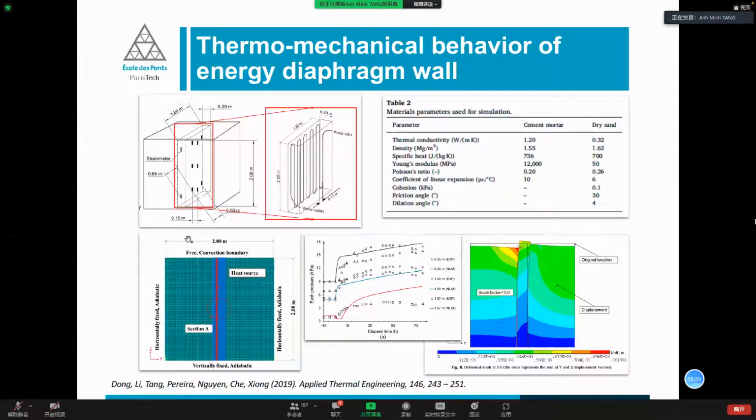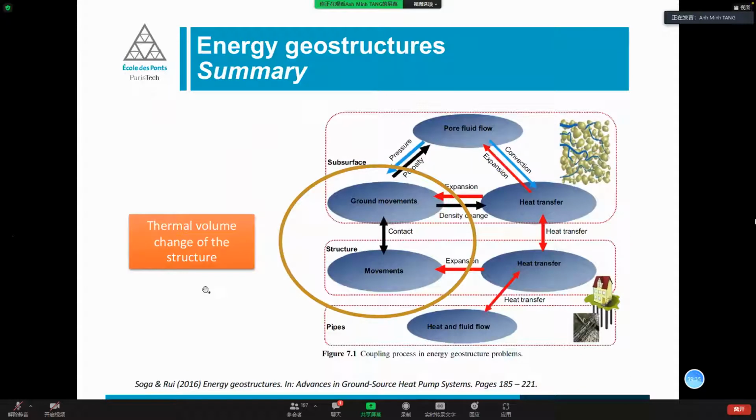So within all these studies, we conclude that finally, from the engineering point of view, if we want to predict the movement of the pile or the structure generally because of thermal cycles, maybe just using the thermal volume change of the structure, or maybe just putting in the graph the movement using a standard numerical code, we can predict this quite easily.